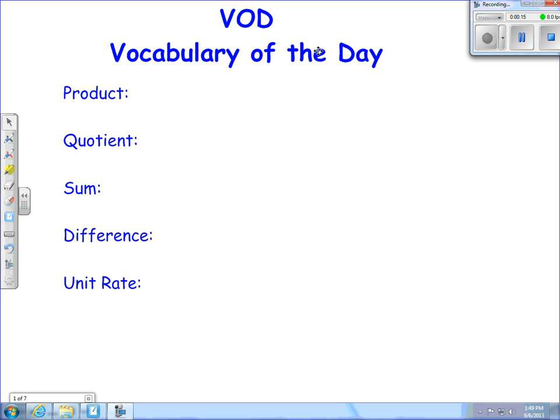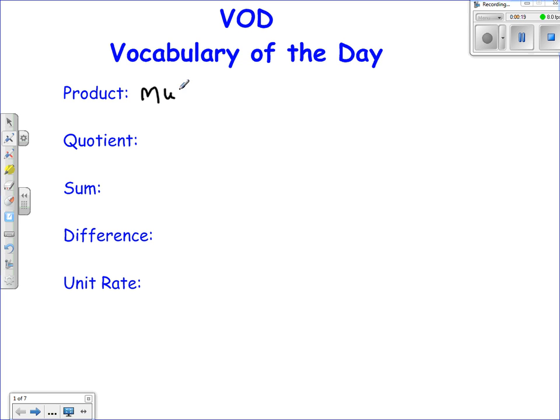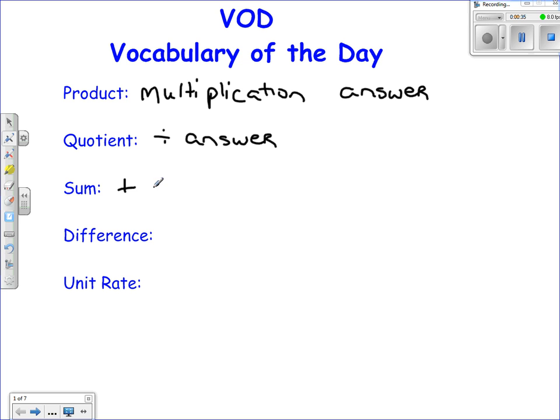If we think about product, product is the answer to a multiplication problem. So I'm going to keep it simple here and put multiplication answer. So if product is the multiplication answer, quotient is the division answer, the answer to a division problem. Sum is the answer to an addition problem. Difference is the answer to a subtraction problem.